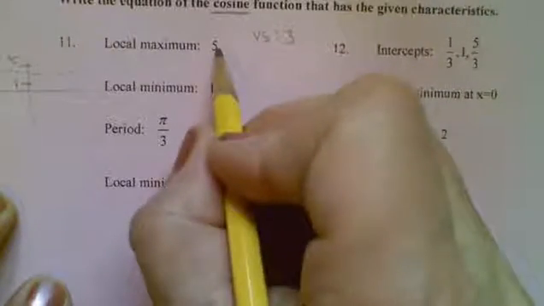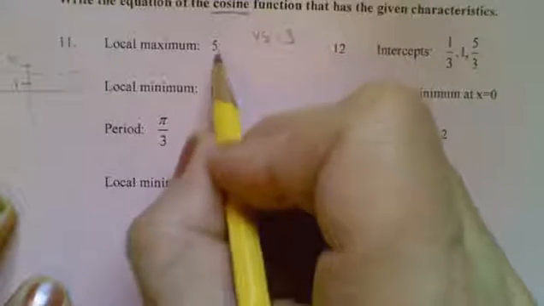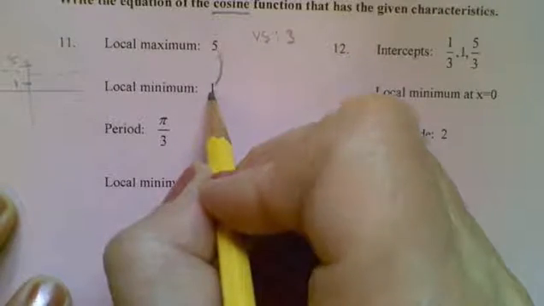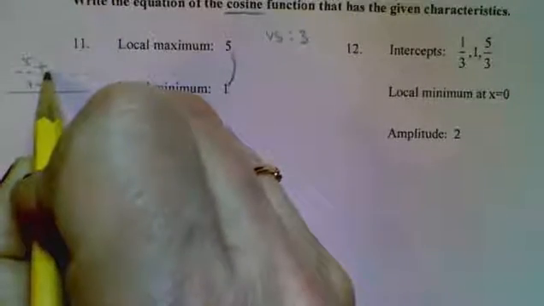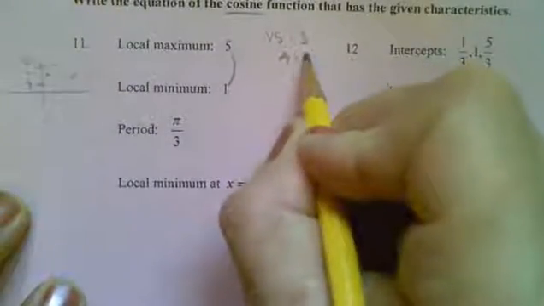Then the other piece you can get from here is the amplitude. So the amplitude is whatever the distance is. So 5 minus 1 is 4. But then you cut that in half and you get 2. So I know it's going to go from y equals 3. It's going to go up 2, down 2. So I know the amplitude is 2.